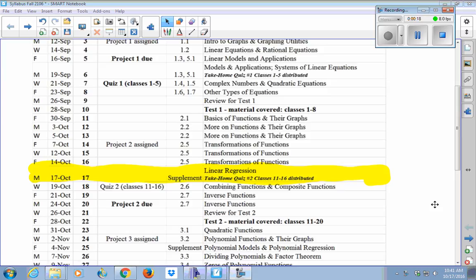Claudia's just brought hers up. If you have it done and you want me to look at it, put it on my desk at the end of the hour. Okay.